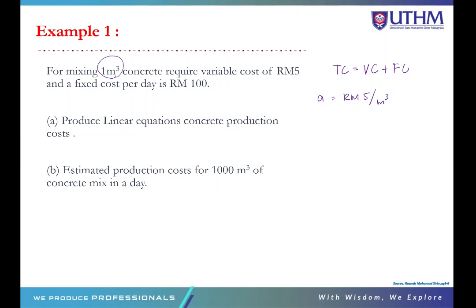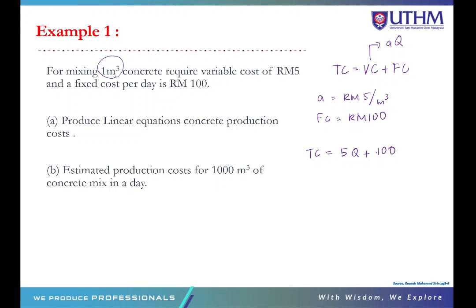The second information we have from the question is the fixed cost, so we have a fixed cost equal to RM100. Very direct question. So our total cost is VC, which is A times Q, so A is 5, Q, plus fixed cost is 100. It's very simple.